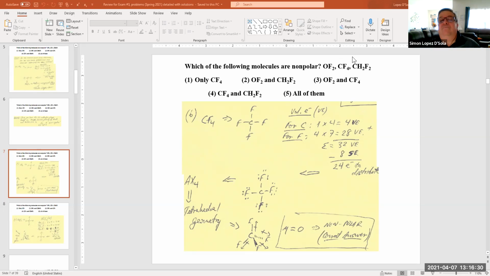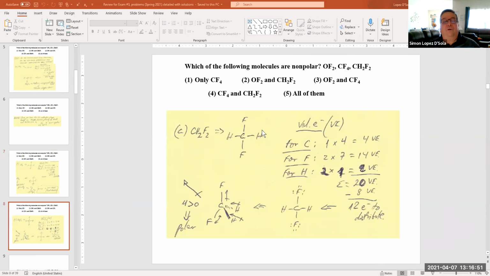But we still need to see CH2F2. We know that options having OF2 cannot be, but options having CF4 can be, whether alone or in a combination, so we still need to see if the last one is polar or non-polar. Let's go for the last one, CH2F2. And if you go there, you will see that the initial structure will be this one on the left, based on the shared and the unshared electrons.